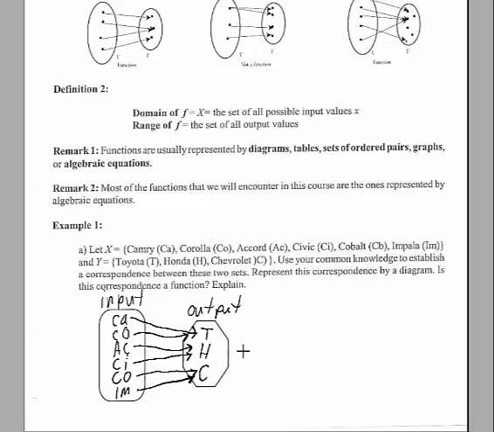So the question is, does this represent a function? And the answer would be yes, this is a function. Why? Because every element in the first set is assigned to an element in the second set, and every element in the first set has only one arrow leading away from it. It's only assigned to one element in the second set, so it is a function.